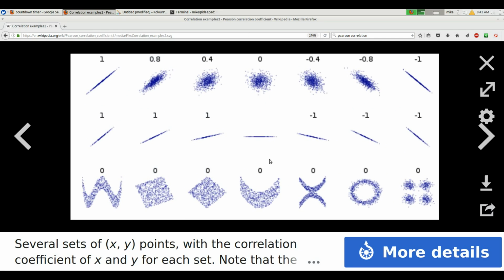See these line-y things? Those are highly correlated, because if you know where you are on the x-axis, you also know where you are on the y-axis. So that's correlated. All these pictures down on the bottom are examples of uncorrelated variables. And they've taken advantage of the idea that Pearson's correlation only measures linear correlation.